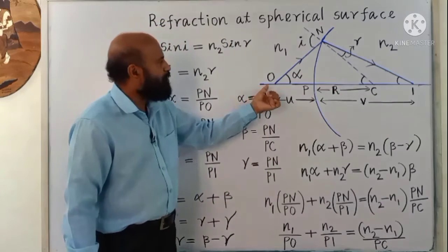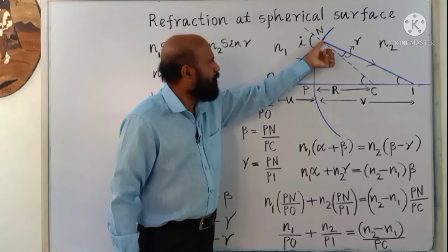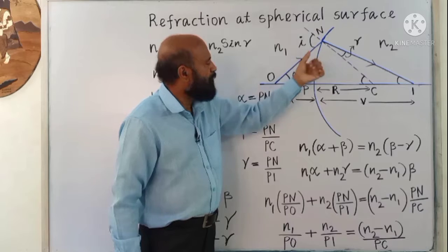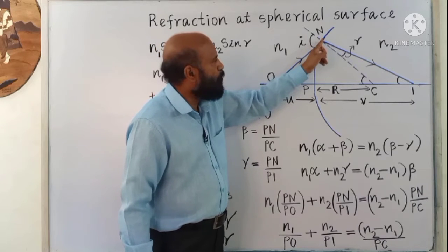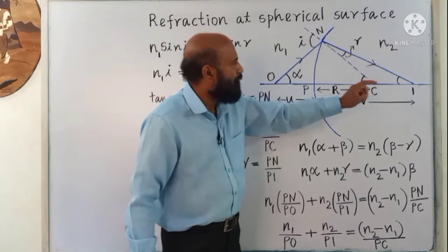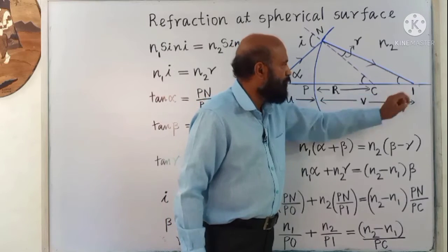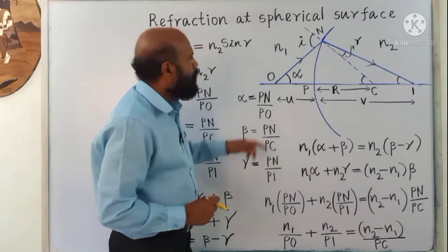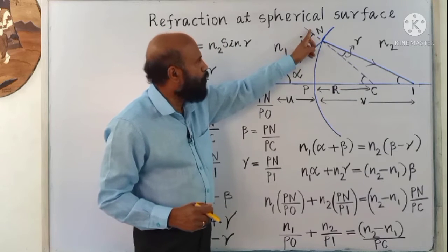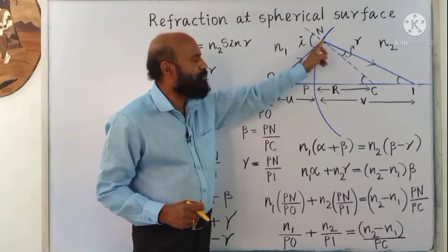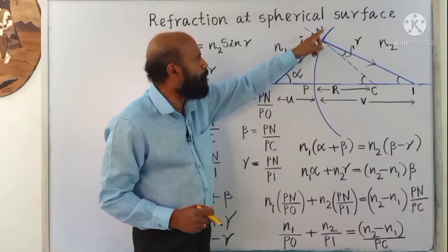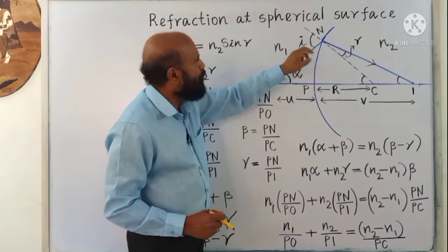A ray of light is incident at the point N. So this is the object. Then here it is undergoing refraction and the image forms here. Here we have to draw the normal at the point of incidence. Normal at any point will be perpendicular to the tangent.